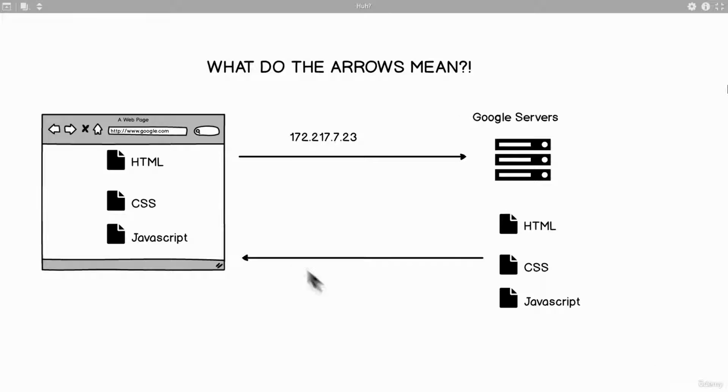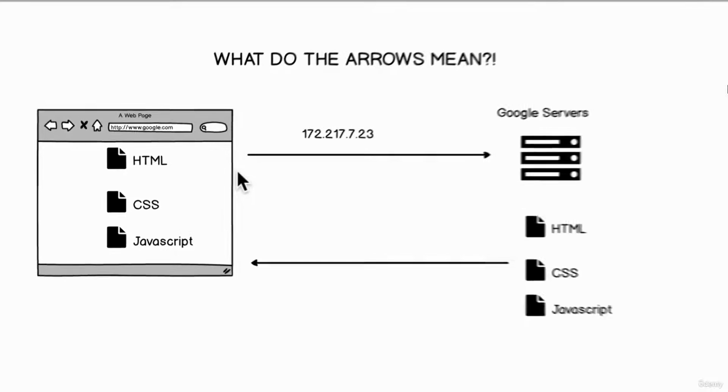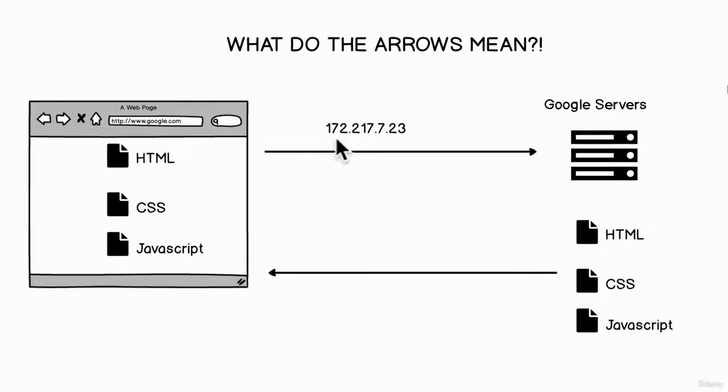So we recognize this because I've been talking about it for the last couple of lessons. But some of you may have had a question: what do the arrows mean? I mean, it's kind of like magic, right? I just told you that we send off the IP address, the server responds with some files, but this is just magic. What do these arrows mean? So we're going to talk about that in this lesson.